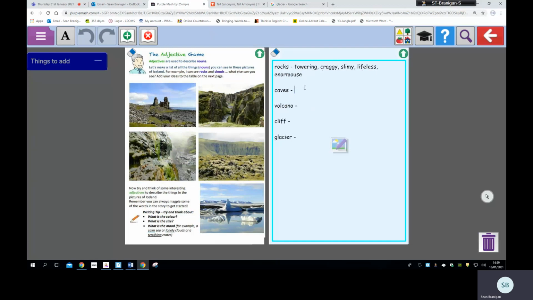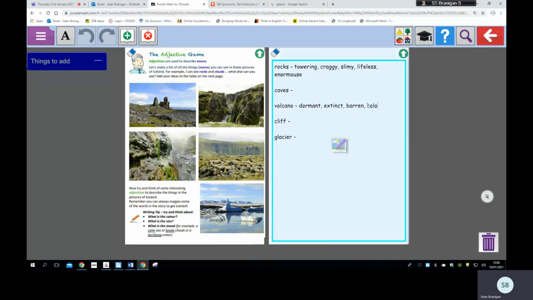Let's have a look at caves. No, what other one shall I do? I'll do one more. Let's go for volcano. So dormant, that means it doesn't spew out lava anymore. There are lots of dormant volcanoes in the world. We could have extinct as well. Barren means there's no life there. There might actually be life there, but it's up to you. Barren might be a better one for the glacier. There's nothing living there. The glacier is barren. The barren glacier.